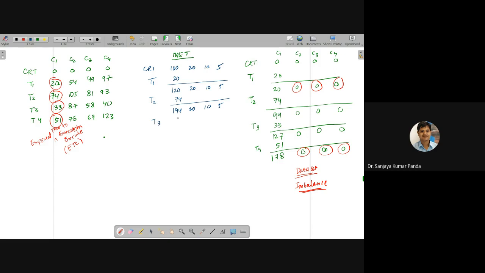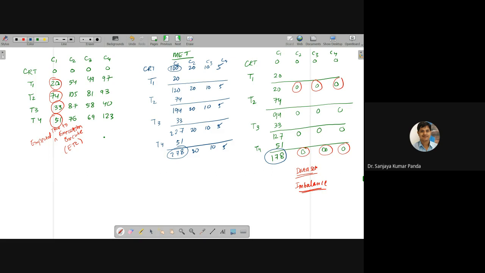T3 will also be assigned to C1 only, so C1, C2, C3, C4 become 227, 20, 10 and 5. Similarly, T4 also takes the first one, so C1 becomes 278, with 20, 10 and 5 for the others. It's because the ready time is 100 and the total time you got here is 170, so you are getting 278.